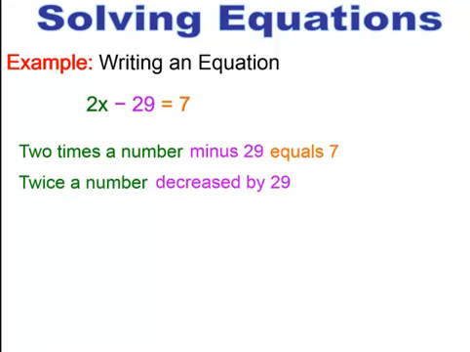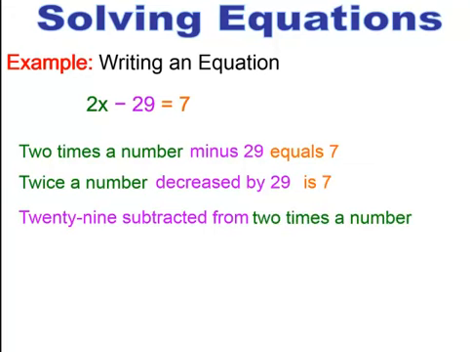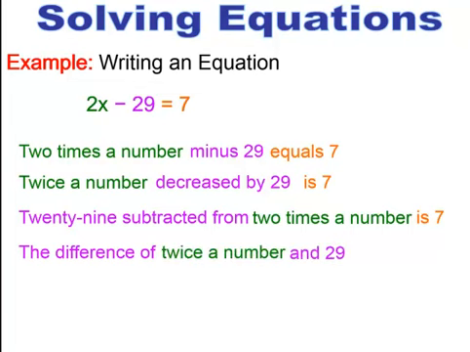Twice a number decreased by 9 is 7. So you see here that twice means I'm multiplying 2 to a variable. Decreased is minus 9. Subtracted from, so here's that from, that means that that subtraction is going to come after whatever comes next in the words. So I have 2 times a number is 7. And then you could also see the difference. That word, the difference, means I'm subtracting. So the difference of twice a number and 9 results in 7.